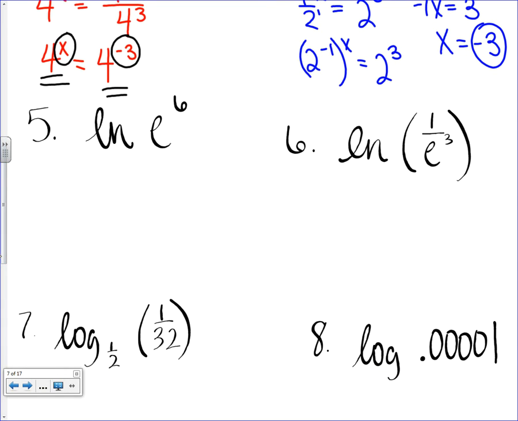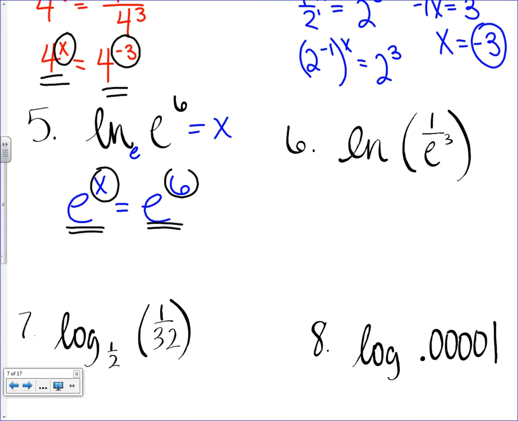Let's take a look at the next one. I'm going to set it equal to x. Now notice this is an ln. Remember what the base of ln is. That's a base of e. So there's a little e down here. So this is e to the x is equal to e to the 6th. Well, all this work has been done for us. These bases are the same, which means my exponents have to be the same. So x has to be 6.